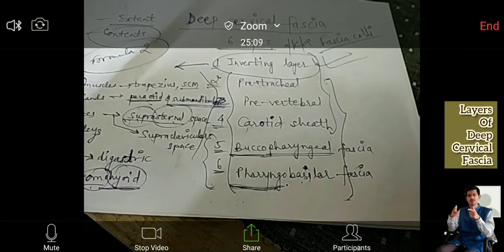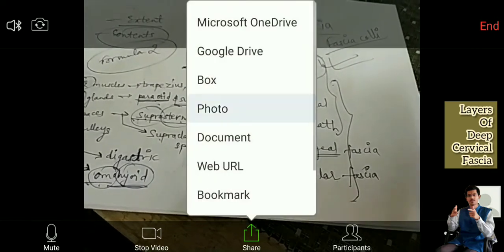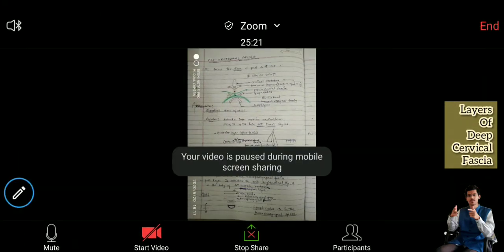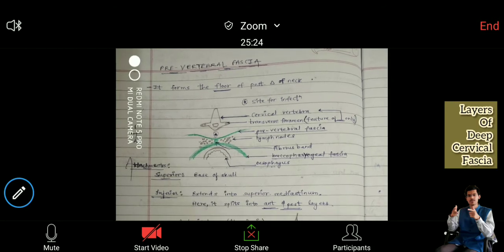Okay, now if you see, deglutition is possible. We already saw this in the thyroid. The ligament of Berry, it does not allow the thyroid. Now next we will discuss about the prevertebral area. Okay, prevertebral area. Can you see this diagram? Very simple.